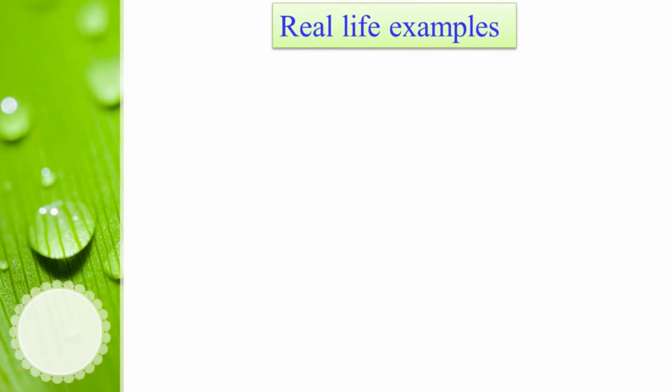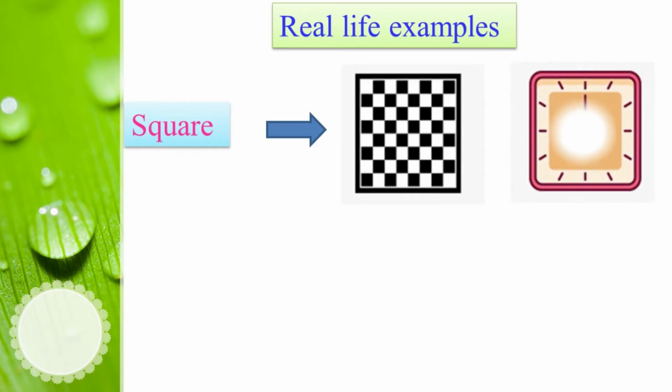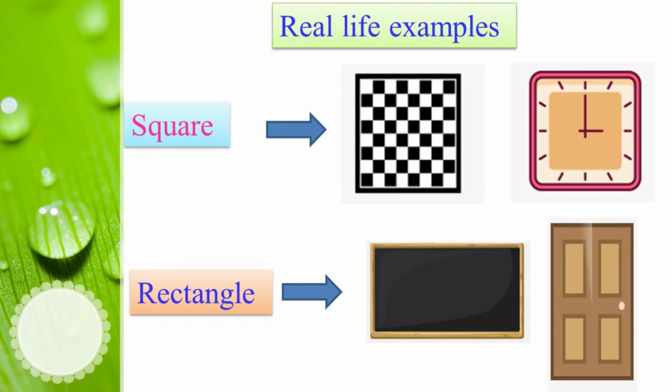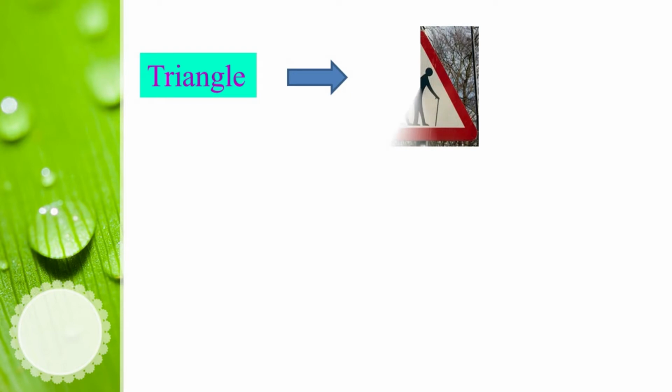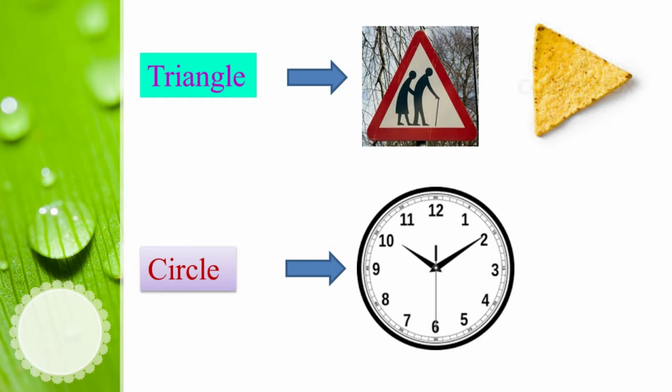Some real life examples for 2D shapes. First, let us see for square. Just a chessboard, one of the best examples. And another one is a square shaped wall clock. For rectangle, the board which we use in our classroom, and the door. For triangle, signal symbols, and the chips we use to eat during our snacks time. Circle is a circular wall clock and the bangle.